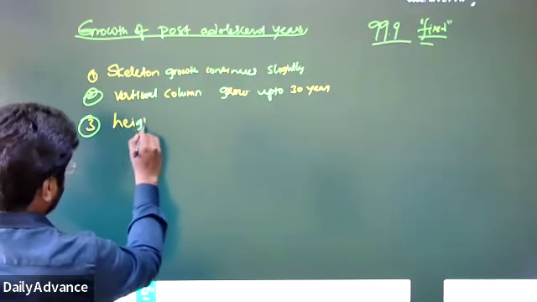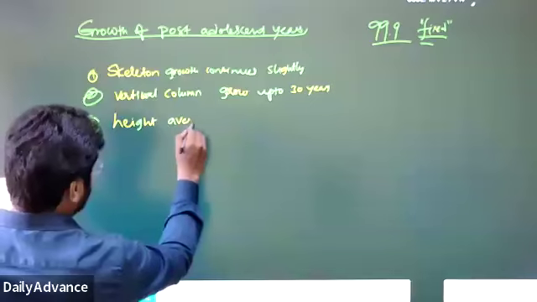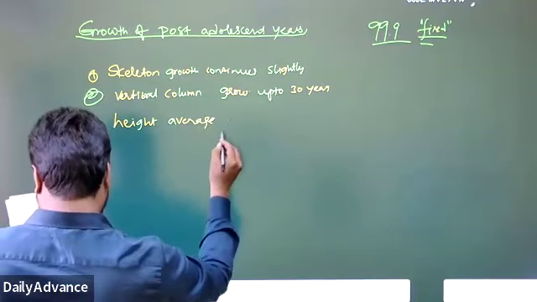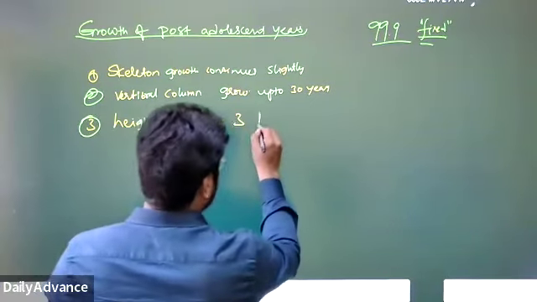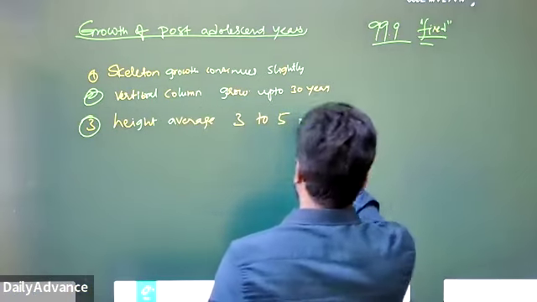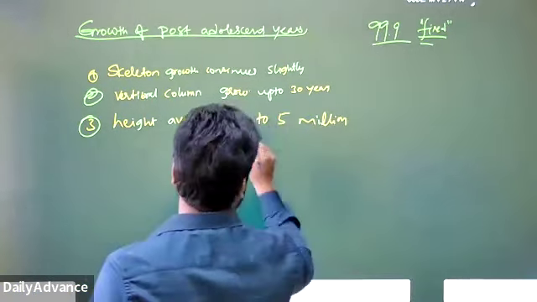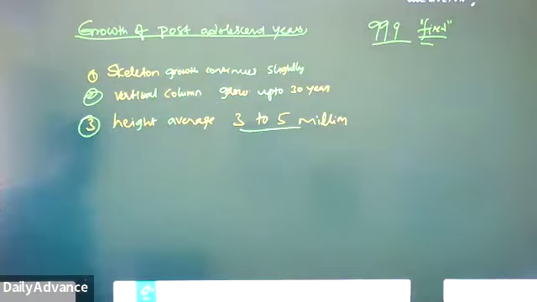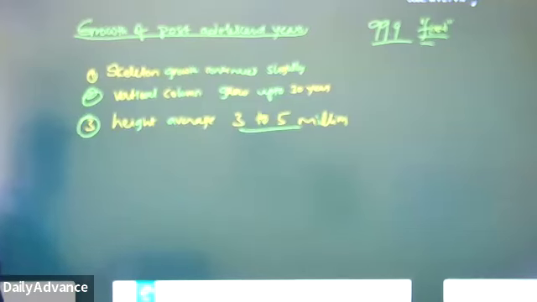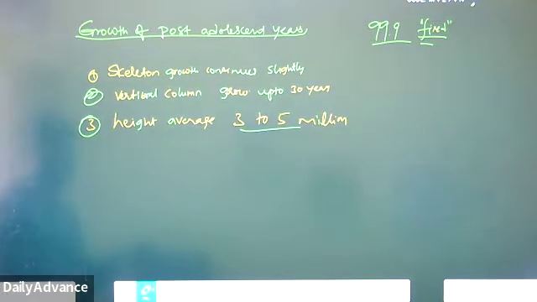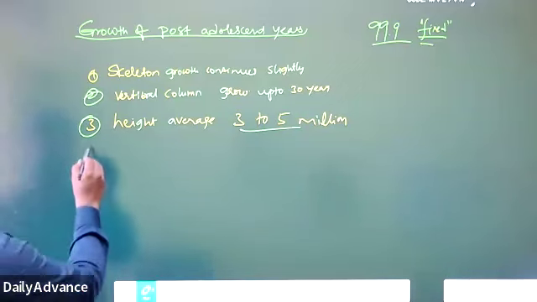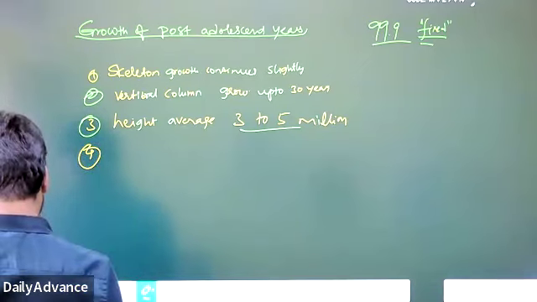Height also changes. Average height change is 3 to 5 millimeters up to the age of 35, we can say. Millimeters, not centimeters. In the adolescent years, every year they grow 3 to 5 centimeters. So millimeters means very, very small height change, which we cannot visualize with our eyes.